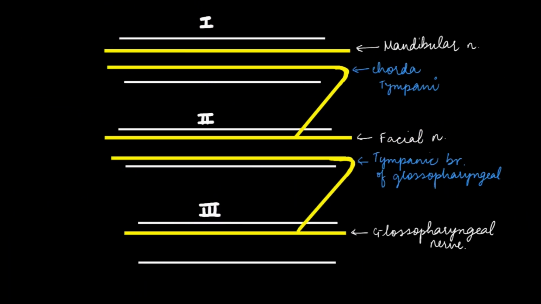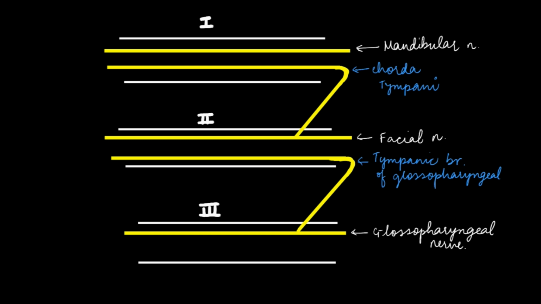To explain this, let us take the example of the sensory and taste sensation supply to the anterior 2/3 of the tongue. Since the anterior 2/3 of the tongue is developed from the first pharyngeal arch, we know that the mandibular nerve supplies the sensory sensation to the tongue. However, the anterior 2/3 of the tongue also receives its taste sensation, which is a special sensation, from the chorda tympani branch of the facial nerve.